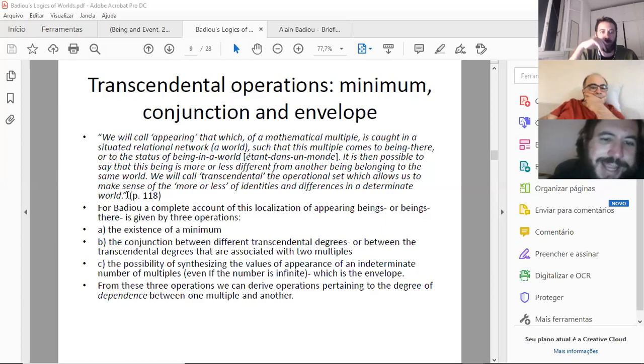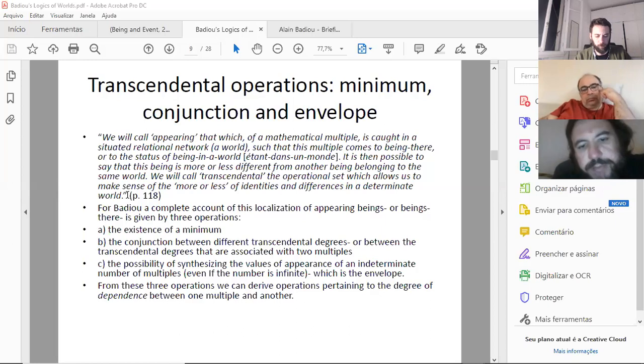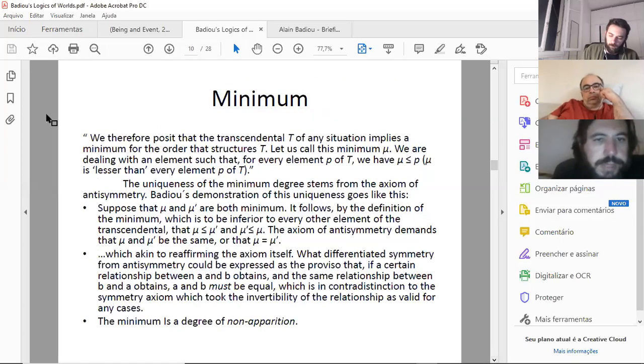But a complete account of this localization of appearing beings, or beings-there, is given by three operations: the existence of a minimum, the conjunction between different transcendental degrees, or between the transcendental degrees that are associated with two multiples of the world, and the possibility of synthesizing the values of appearance of an indeterminate number of multiples, even if the number is infinite, which is the envelope. From these three operations, we can derive operations pertaining to the degree of dependence between one multiple and another. Okay, so let's go on.